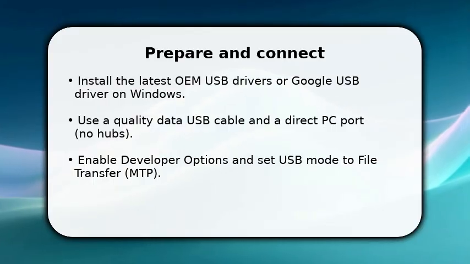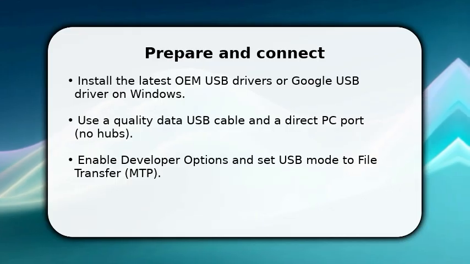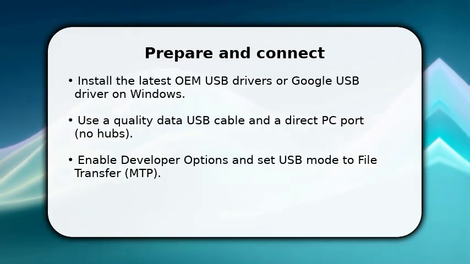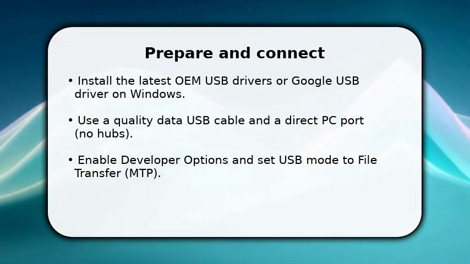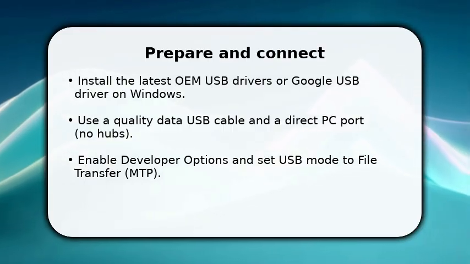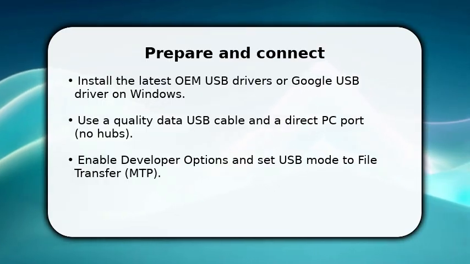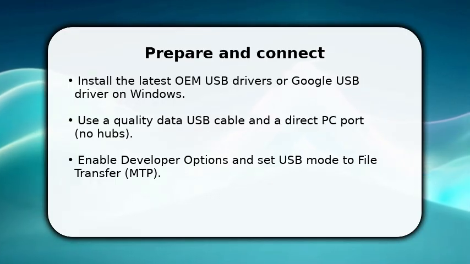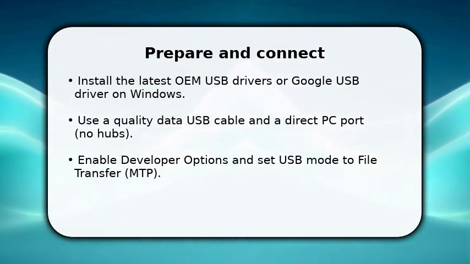You begin by preparing the phone and PC so transfers actually happen. Install OEM or Google USB drivers on Windows. This ensures the PC recognizes Android correctly. Use a known good data cable and plug into a direct USB port to avoid power-only connections. On the phone, enable developer options and choose USB mode: File transfer, MTP. Doing these steps first prevents detection errors and gives you a reliable connection to move files immediately.